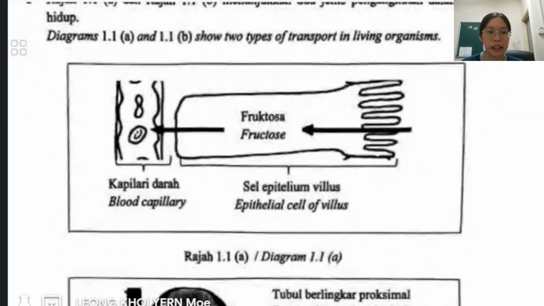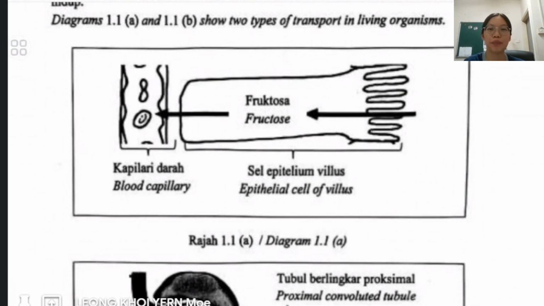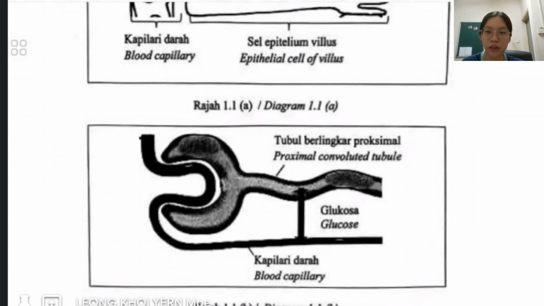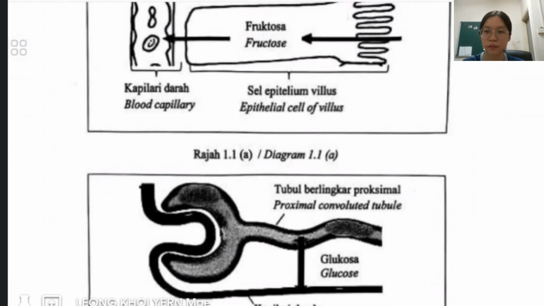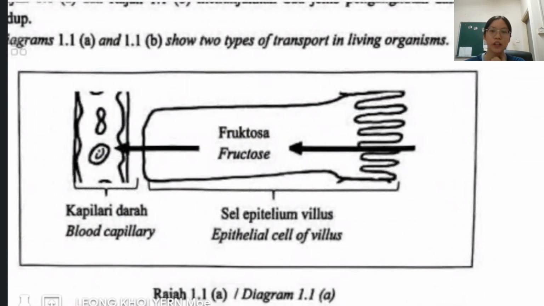So, two types of transport in living organisms. It's actually related to chapter 9, and this one is talking about the one in your kidney. Now let's take a look at this fructose. When the fructose is absorbed into your blood capillary from your small intestine, by the villus, this is through facilitated diffusion from a high to a low concentration.